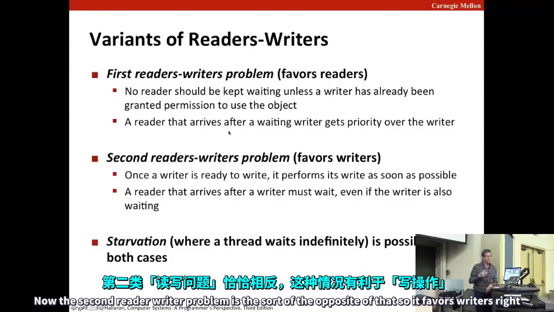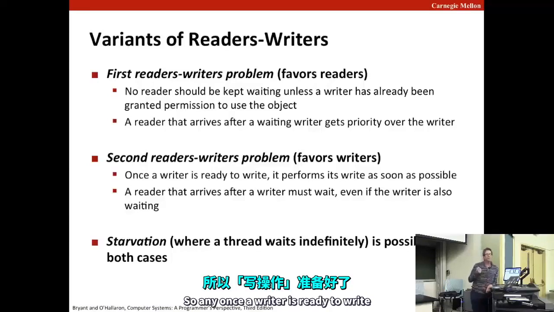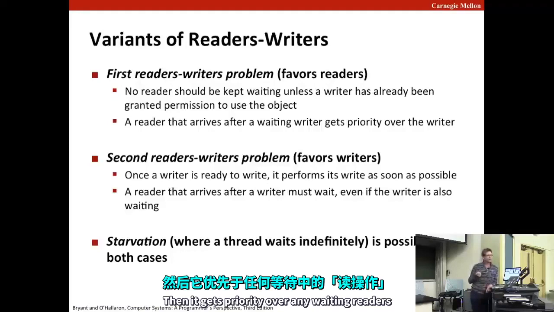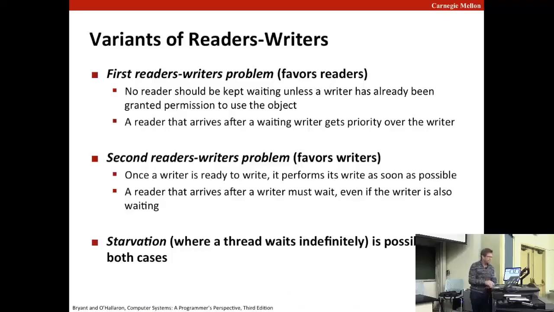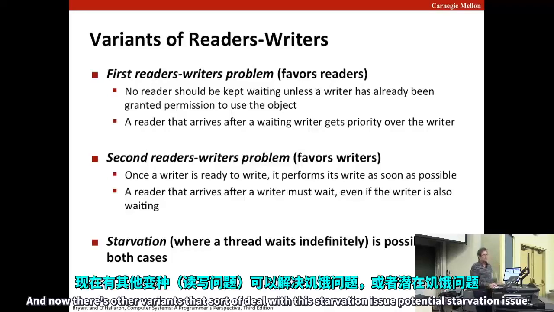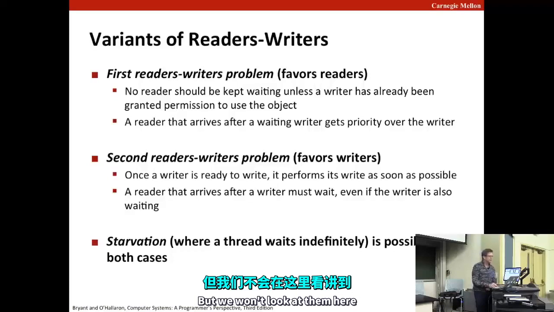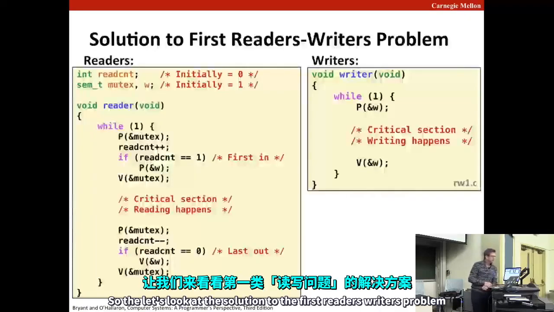So that's what we mean when we say that it favors readers. Now, the second readers-writers problem is the opposite of that. It favors writers. Once a writer is ready to write, it gets priority over any waiting readers. So if we have multiple writers that want to write, they could starve out readers. Now there are other variants that deal with this potential starvation issue, but we won't look at them here. So let's look at the solution to the first readers-writers problem.